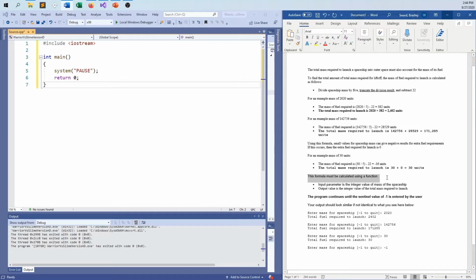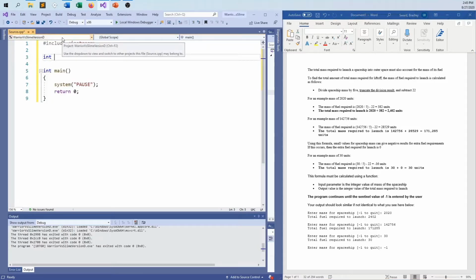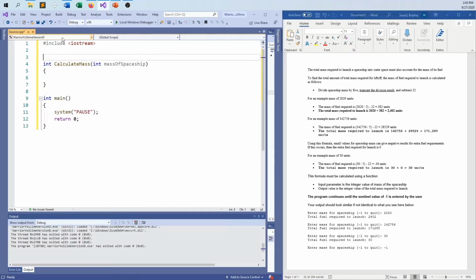It says right here, the formula that you calculate is to take the mass, divide by 5, and subtract 22. You're supposed to have a function that takes an input parameter and uses the output, and it's supposed to be an int for the return type. I'll just call it calculate weight or mass. Weight and mass are completely different things, especially when we're talking about spaceships. What is the mass of the spaceship? This formula is supposed to figure out the total mass, return total mass of spaceship plus fuel required, right?